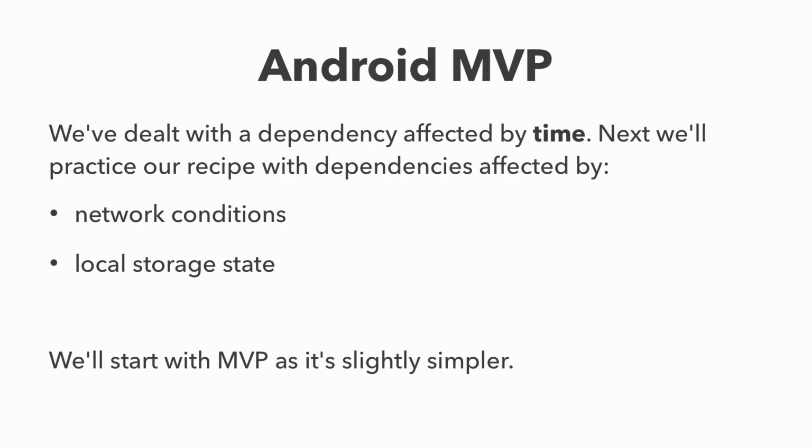So let's jump over to Android, and I'm going to start out by taking a look at an Android MVP example, which is probably slightly surprising because MVVM has taken a little bit more of a leading role in Android. The reason I'm going to start with MVP is just that it's slightly simpler. So we'll go through this and we'll show the differences necessary for MVVM. So we've dealt with this dependency which is affected by time, I'm going to introduce two other very common dependency variabilities that you'll probably be used to seeing in your apps. One is network conditions, anything that might depend on the internet state, and local storage state, anything that might depend on what's on the disk of the device at any given time.